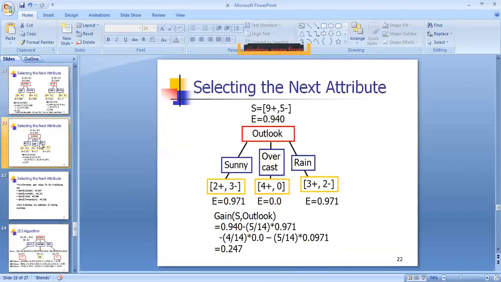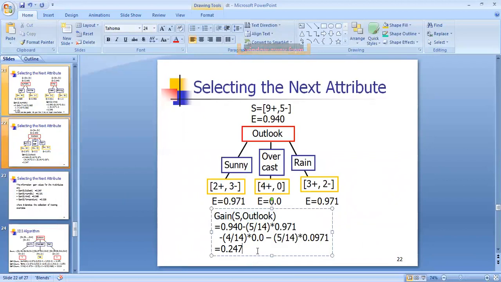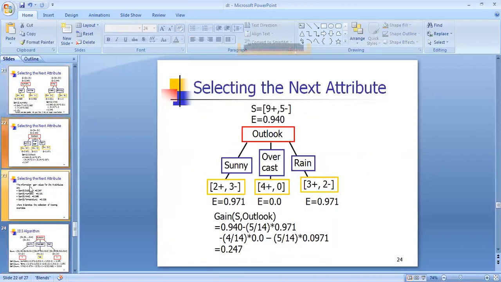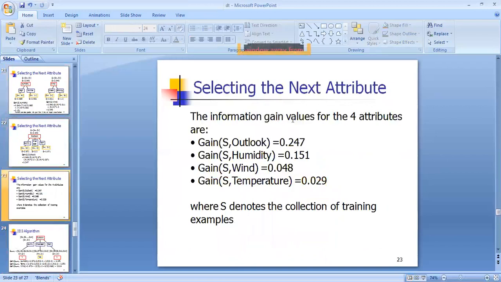Okay, this one is finished. Select the next attribute. Outlook. So the gain of S comma outlook is equal to, you have to follow the same principles of information gain, going with all the values. That is selecting the next attribute. Information gain values for the 4 attributes: outlook is this one, humidity is 0.15, wind is 0.04, and temperature. S denotes the collection of training examples.